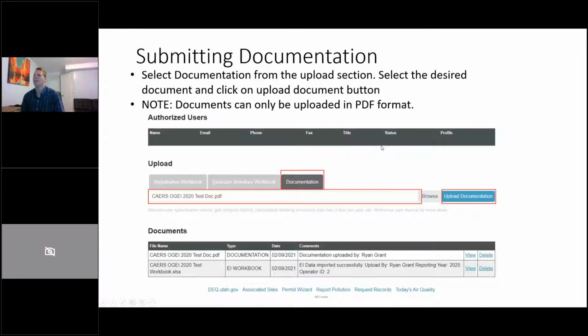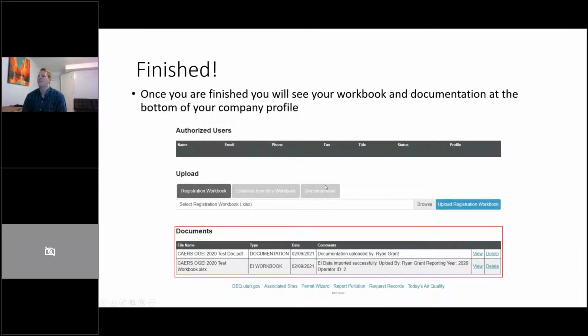And then also, if you have supporting documentation that needs to be uploaded, you'll do it on this same page or company page. To submit it, you'll just click on the documentation, select your documents, and click upload documentation. Once you've done all this, at the bottom of your company profile, you can see in the documents section your workbook and also any documentation that you've submitted. And just a note on the documentation, all documentation has to be submitted in PDF format.